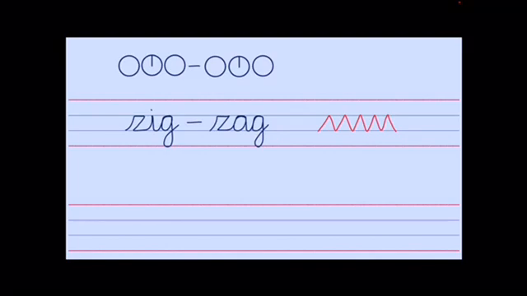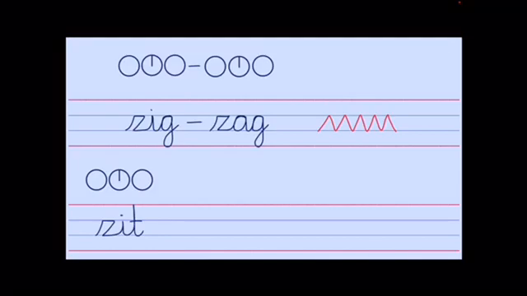The next word is zit. Z, I, T. Z is Z. I is I. T is T. There. Zit. Another word for a spot.